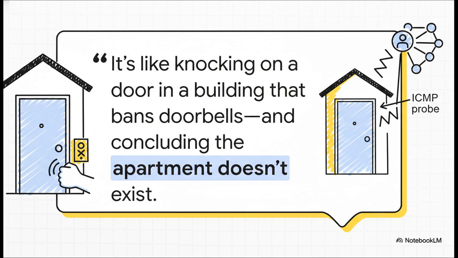And this analogy is just perfect. It illustrates the situation so well, right? Just because the doorbell is broken, or in our case, the ICMP probe gets filtered out, that doesn't mean no one's home. You just used the wrong method to check. You've got to try knocking on the door directly, and that's exactly what we're about to do.